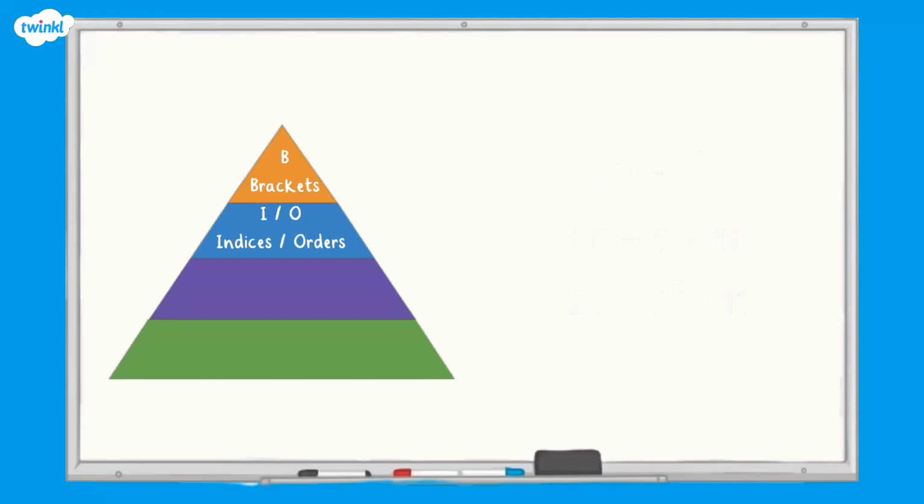In the next section of the triangle, the D and M represent division and multiplication. These operations are on the same level of the triangle because they are of equal importance when it comes to the order of operations. Finally, addition and subtraction are at the bottom of the triangle. They are on the same level because they are of equal importance when considering the order of operations. Multiplication and division are done before addition and subtraction.